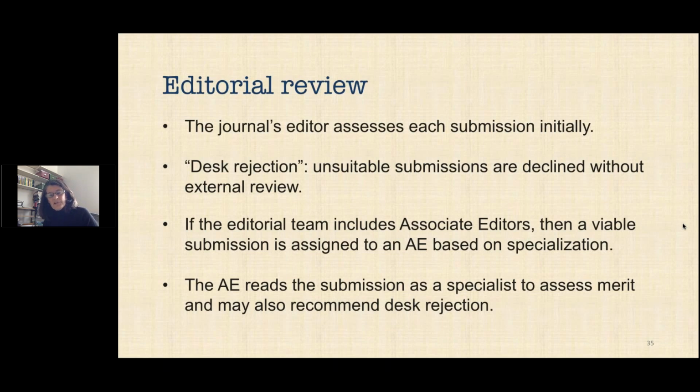And if we receive a paper that we think is suitable, or even if we're not completely sure if it's suitable, we'll send it on to an associate editor based on their specialization. And then the associate editor will read the submission as a specialist to assess merit as well, and might also recommend desk rejection in that case.